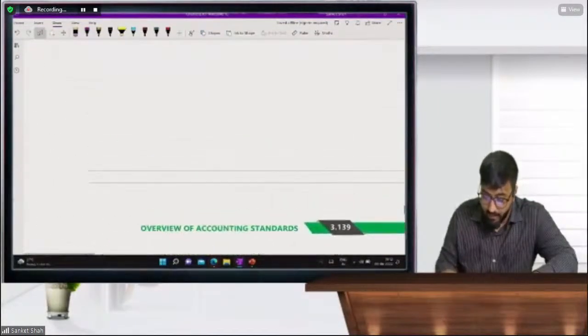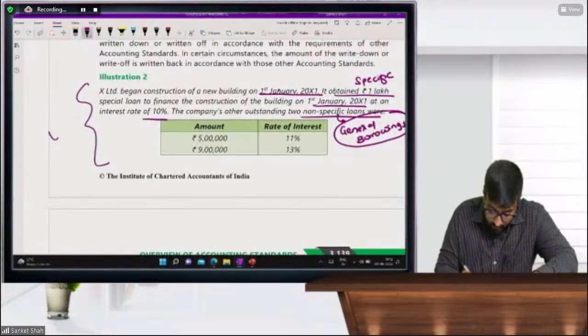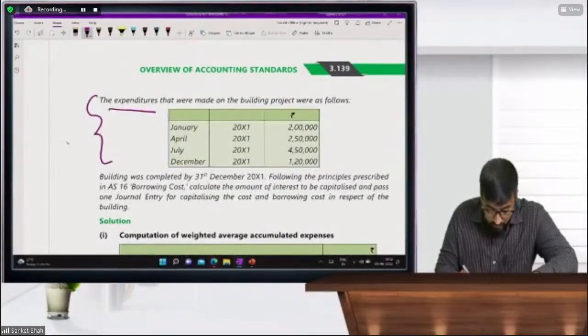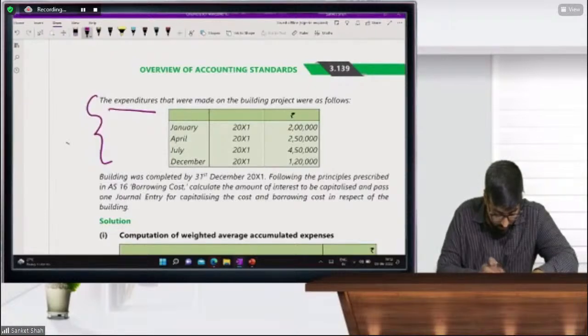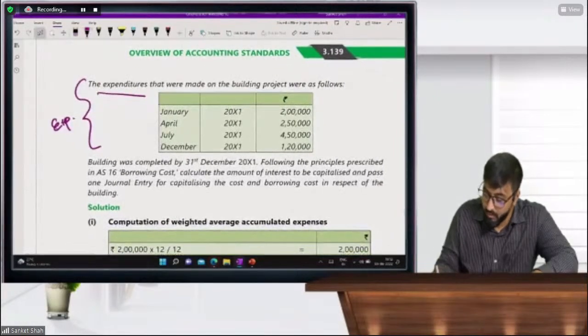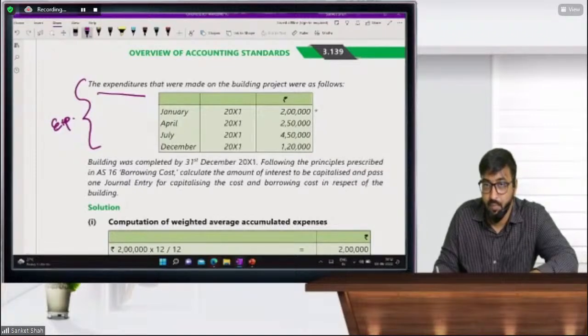Expenditure. So beta, the first paragraph talks about the loan and the second paragraph talks about expenditure. January 2001, 2 lakhs rupees. April 2,50,000. July 4,50,000. December 1,20,000. So these expenditures are different.